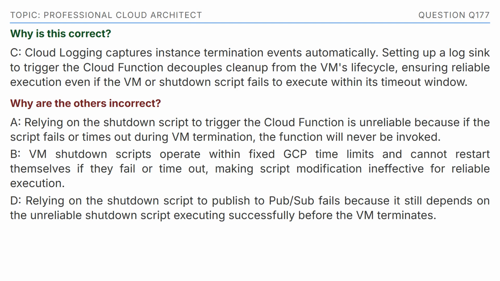Why are the others incorrect? A. Relying on the shutdown script to trigger the Cloud Function is unreliable because if the script fails or times out during VM termination, the function will never be invoked. B. VM shutdown scripts operate within fixed GCP time limits and cannot restart themselves if they fail or time out, making script modification ineffective for reliable execution. D. Relying on the shutdown script to publish to Pub/Sub fails because it still depends on the unreliable shutdown script executing successfully before the VM terminates.